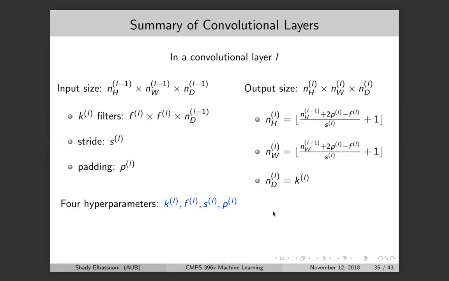I have 4 hyperparameters per layer in a convolutional neural network. The number of filters, the size of the filter, F_L, the size of the stride, and the pad. So these are the 4 hyperparameters. How do I set these hyperparameters? By validation.